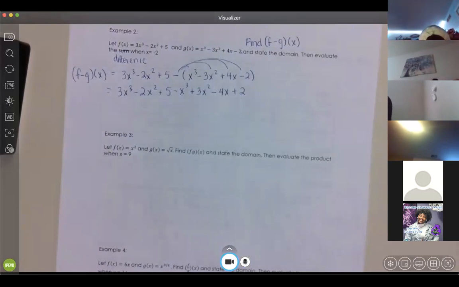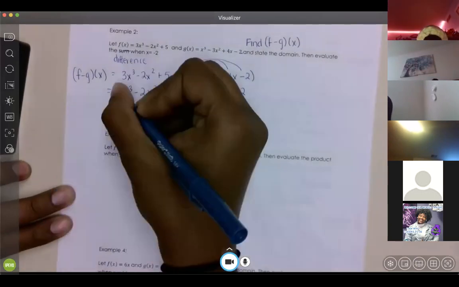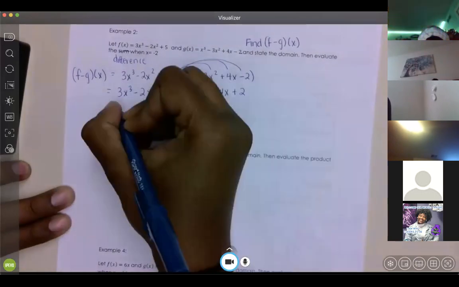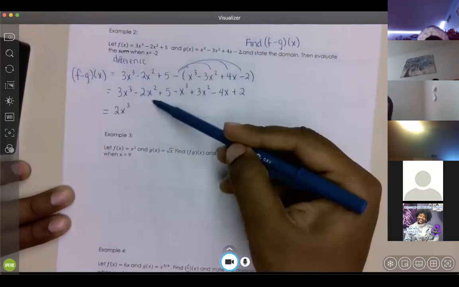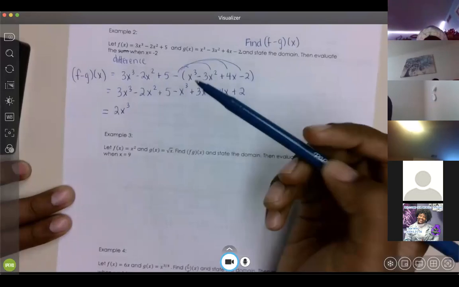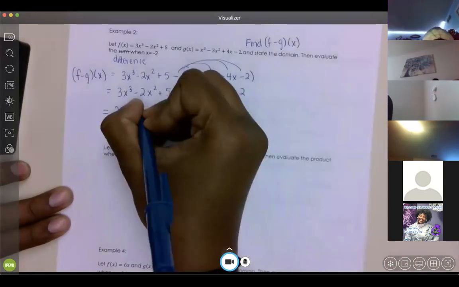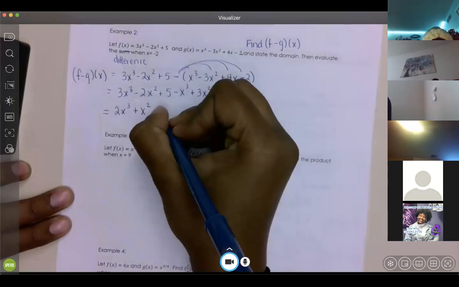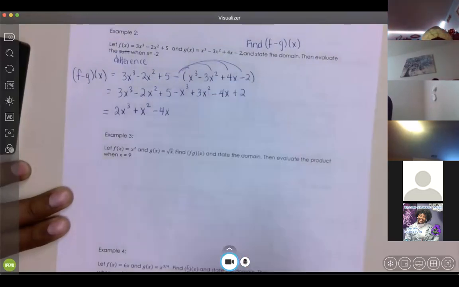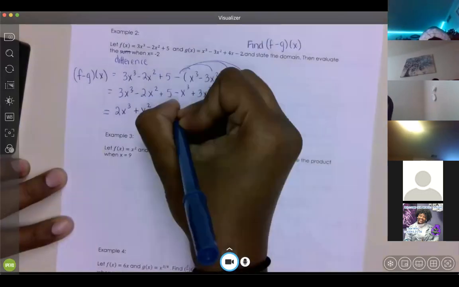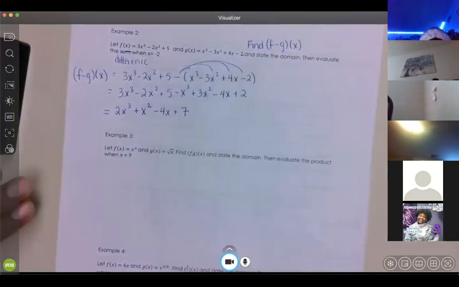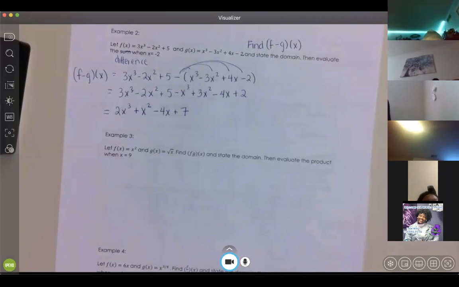All right, now we combine our like terms. So we've got 3x cubed minus x cubed, so that's 2x cubed. Then you've got negative 2x squared plus 3x squared, so that's positive x squared. Negative 4x doesn't have a like term, so it just stays as negative 4x. And then 5 plus 2 is 7. So 2x cubed plus x squared minus 4x plus 7. Any questions about how we got that?